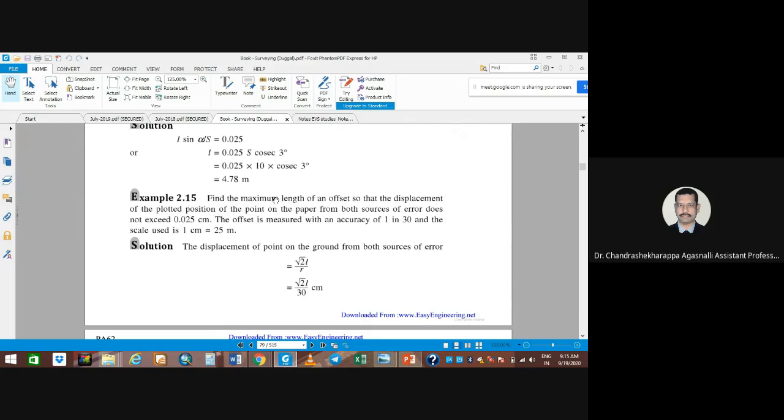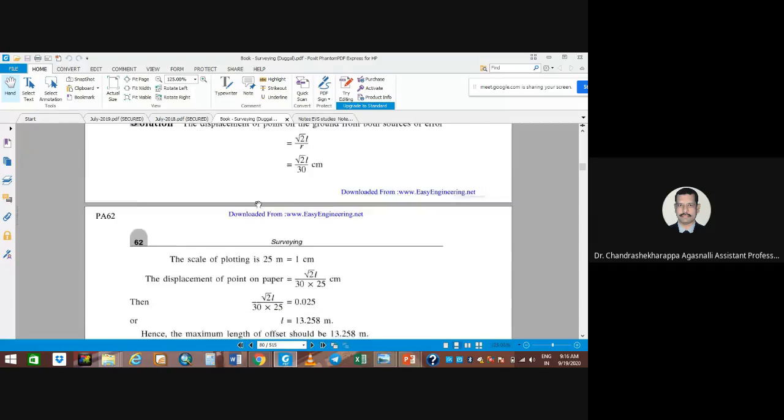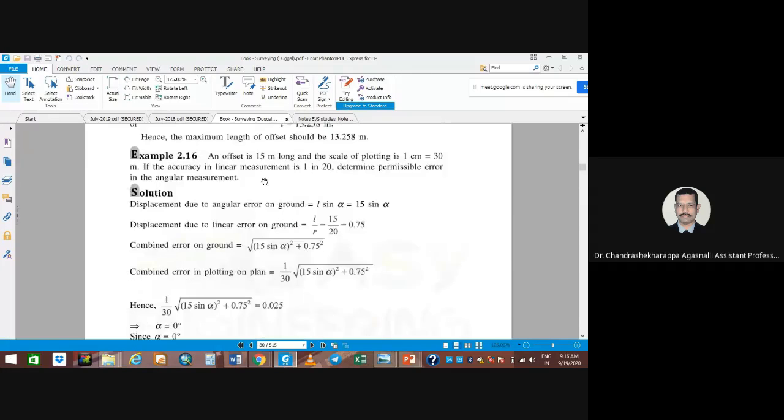Deviation in the line, deviation from the main surveying line: how many degrees are there, how much distance have we diverted? Maybe knowingly or unknowingly, or maybe a human error. These are all displacement problems. The same problems are here: the offset is 15 meters long and the scale of plotting is 1 centimeter equal to 30 meters. So again, find the displacement.